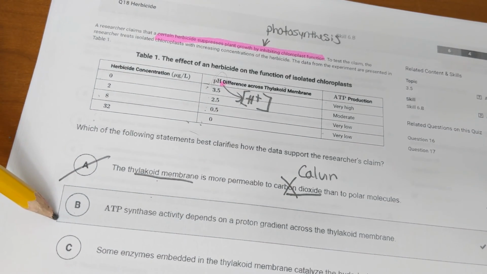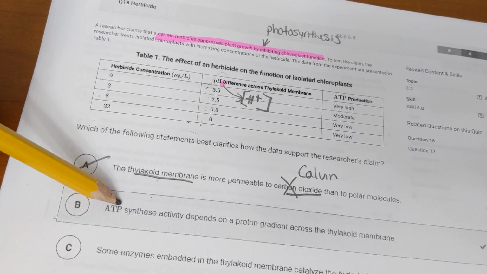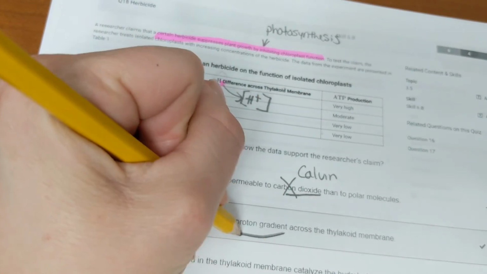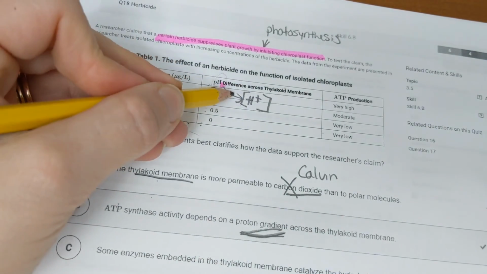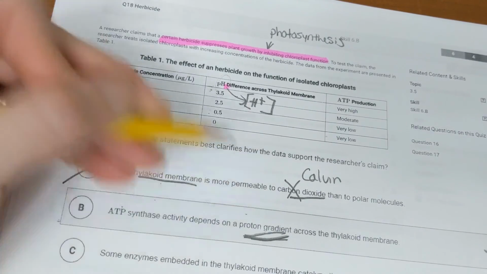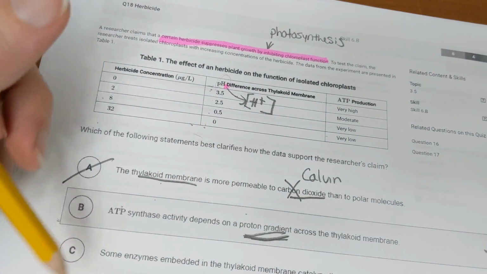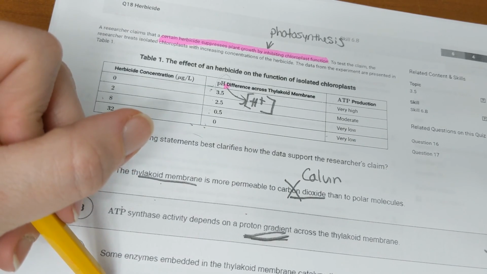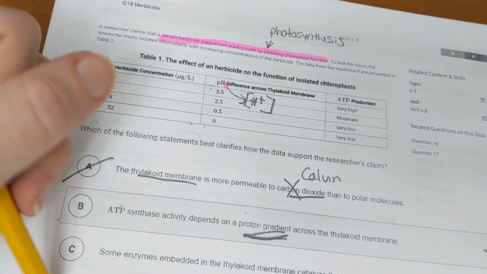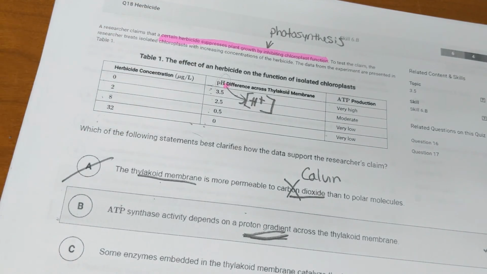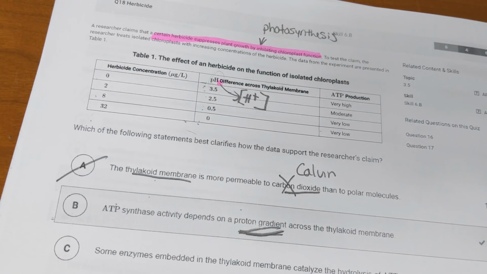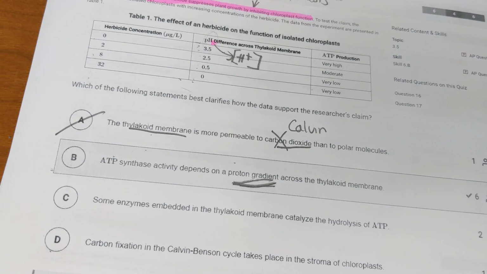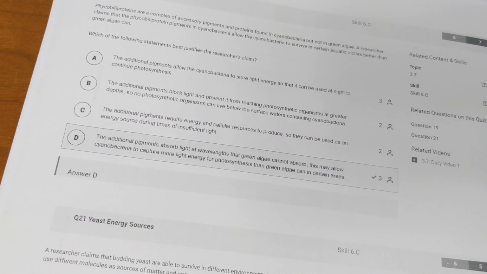Again, the majority picked the right answer. ATP synthase activation depends on a proton gradient. That's what's showing us here. A difference in pH means a difference in proton gradient. And then one person picked D, carbon fixation takes place in the stroma. That doesn't really make sense because my question is about the thylakoid. So the big take home point from this question is that difference in pH is the same thing as hydrogen concentration.